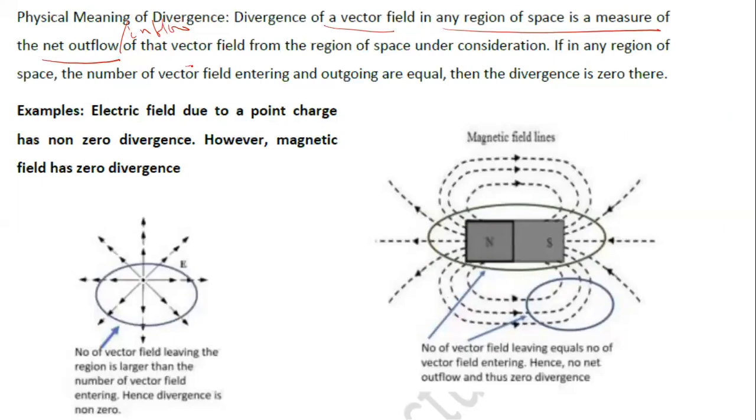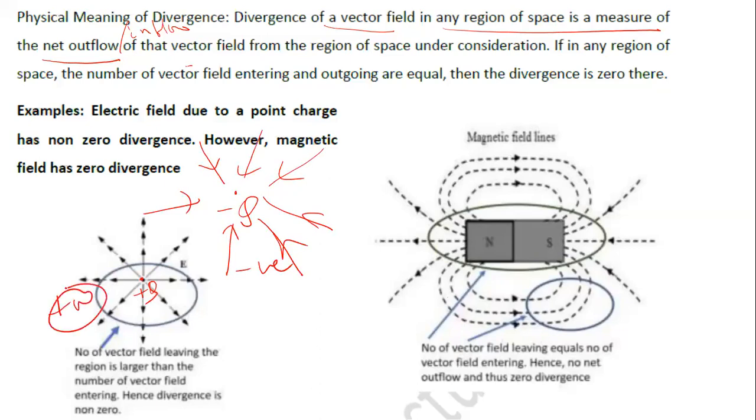All right. Like for example, if you consider the electric field due to a certain point charge here, if it is a positive charge, the electric field will be diverging, flowing out from that point. If it is a negative charge, then there will be a net inflow of the electric field. The divergence will be finite. Here in this case, the divergence will be negative. Here in this case, the divergence will be positive. There is a net outflow, and there is a net inflow here.